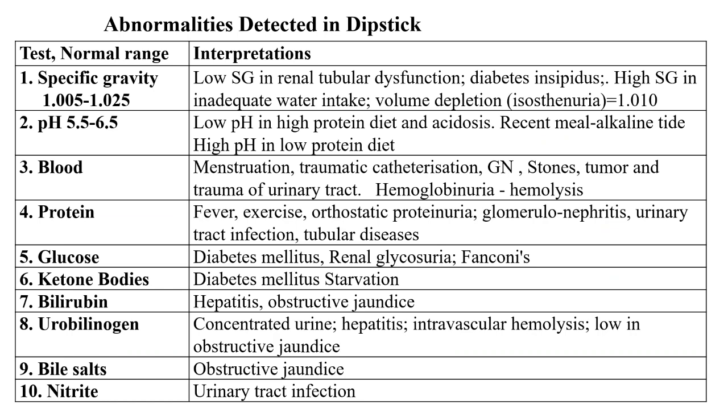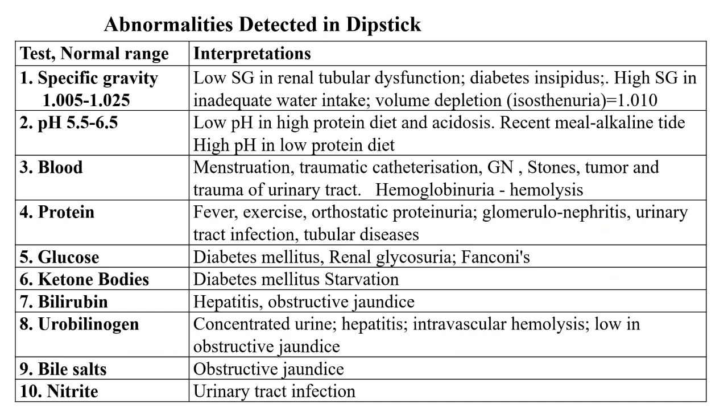Blood will be seen in menstruation, traumatic catheterization, glomerulonephritis, stones, tumors, and trauma of the urinary tract, hemoglobinuria, and hemolysis. Protein will be seen in fever, exercise, orthostatic proteinuria, glomerulonephritis, urinary tract infections, and tubular diseases. Glucose will be seen in diabetes mellitus, renal glycosuria, and Fanconi syndrome. Ketone bodies are seen in diabetes mellitus and starvation.